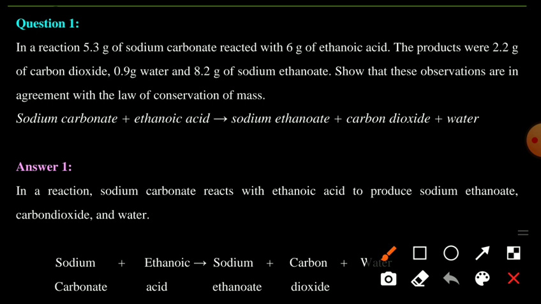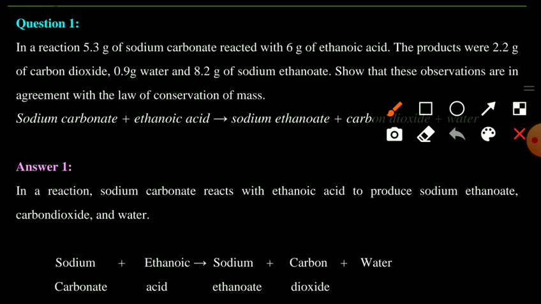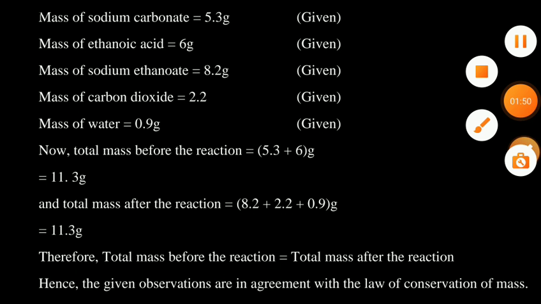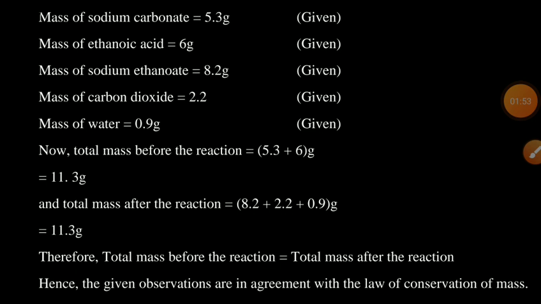The given reaction can be written as sodium carbonate plus ethanoic acid gives sodium ethanoate plus carbon dioxide plus water. Now here, what is given in the question, we will write step by step. Mass of sodium carbonate is 5.3 gram. That is given in the question.